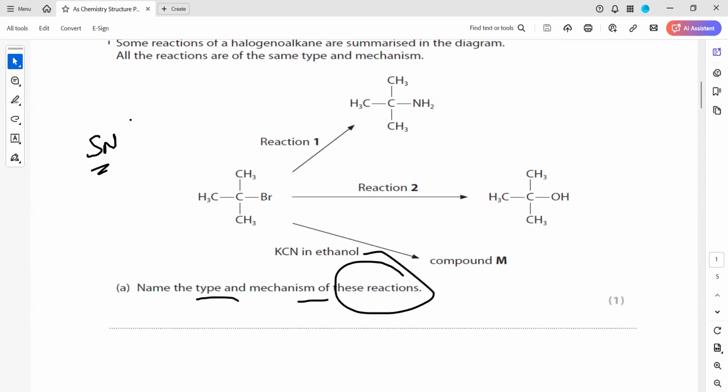So what is a type and what is a mechanism? The type can be a substitution reaction, and the mechanism, how the reaction proceeds, is nucleophilic. So it is a nucleophilic substitution reaction. The type of a reaction might be substitution, addition, elimination. So this is substitution.